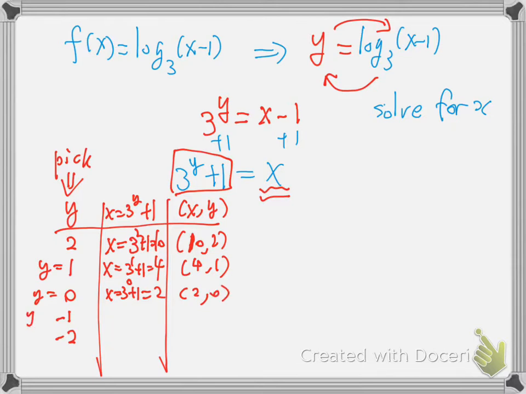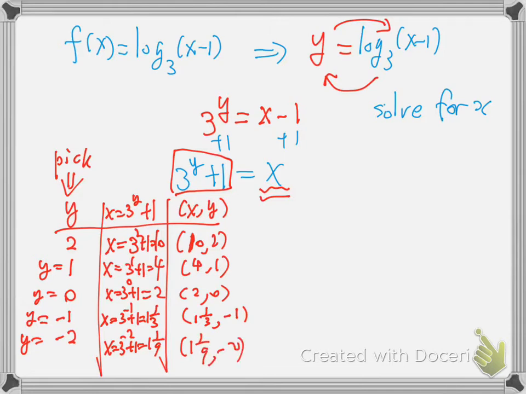And then we have two negative powers. y is -1. So we got 3 to the -1's power plus 1. So this is 1 and 1/3. So x is 1 1/3, y is -1. And the last one, x is 3 to the -2 plus 1. So this is 1 and 1/9. So we have to use x and y coordinates to draw the graph.